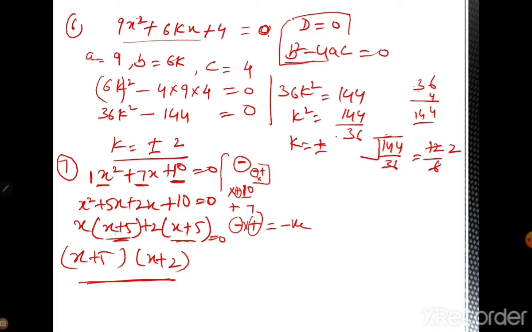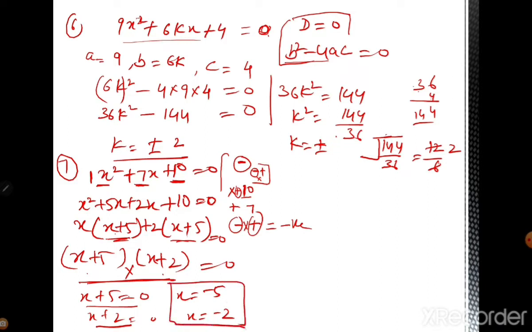X square plus 7x plus 10. This was the question. Find the roots of the equation. So we have to find the roots because it is equal to 0. So the product of these two is 0. Then either this is 0 or x plus 2 will be 0. If x plus 5 is 0, then we'll get x equals minus 5. If x plus 2 is 0, we'll get x equals minus 2. So these two are the zeros, minus 5 and minus 2. Okay, because if we multiply 5 and 2, we get plus 10, and if we add them, we get minus 7.